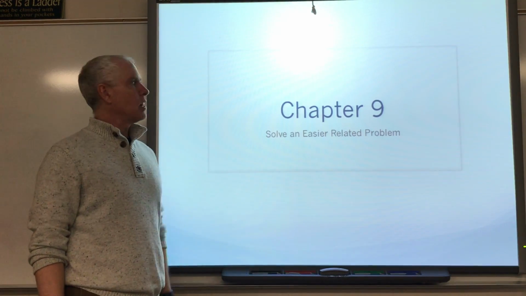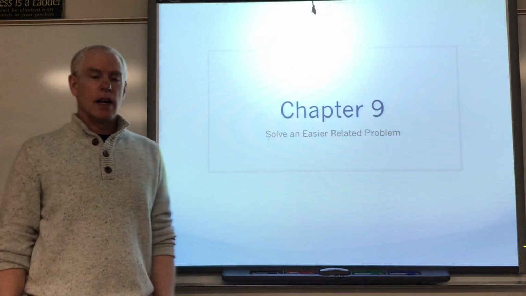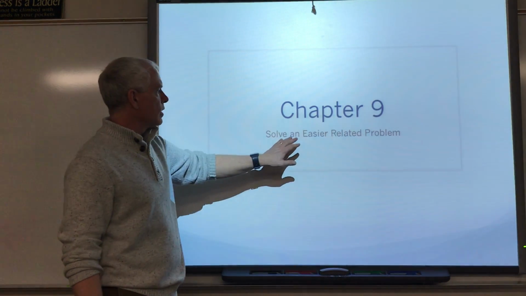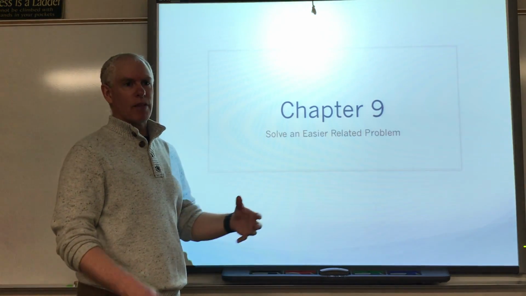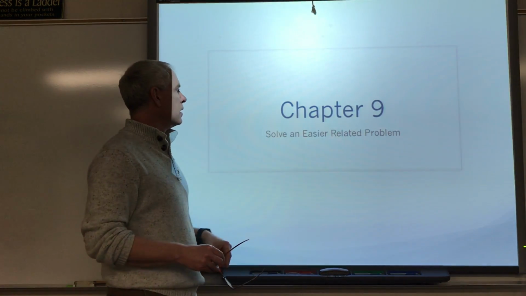All right, time to look at chapter 9 in the dog's book. So I'm just going to go through a couple examples with you guys and then get you going as usual. So chapter 9, we're trying to solve an easier related problem. So instead of the complicated big problem, can we look at a smaller thing that's easier to look at? Okay.